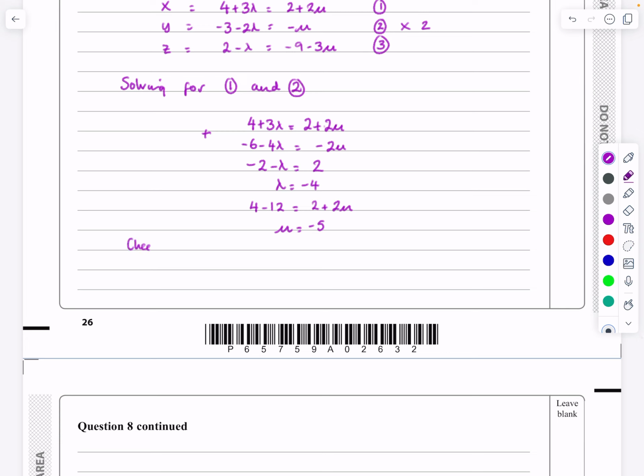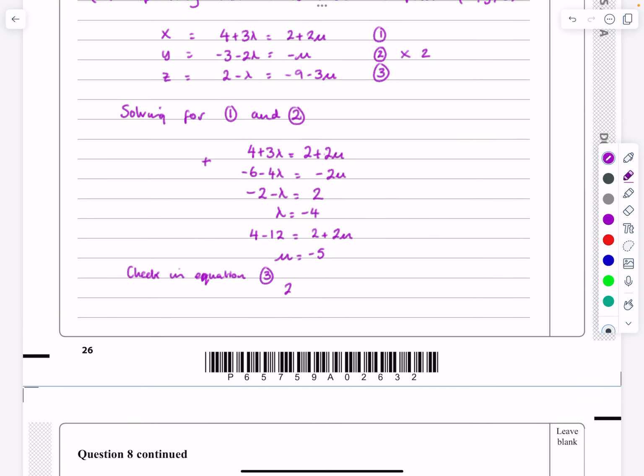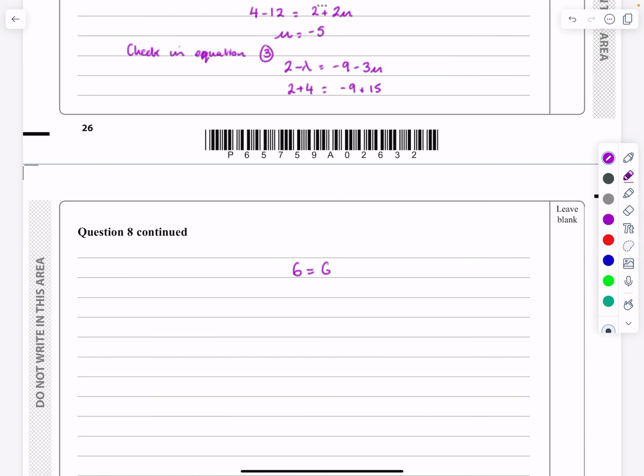So check in equation 3, and if there is a point of intersection, then in equation 3 it will work out. So equation 3 says 2 minus lambda is equal to minus 9 minus 3 mu. Well, that works out to be 2 plus 4 is equal to minus 9 plus 15, which works out to be 6 equals 6. Therefore they do meet.